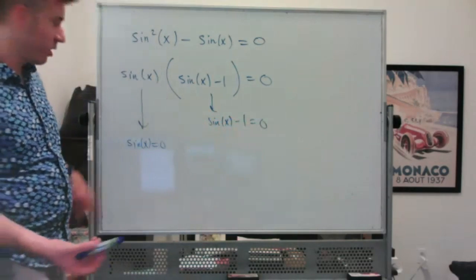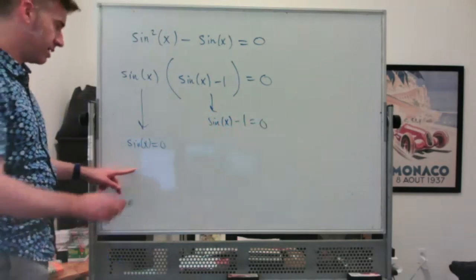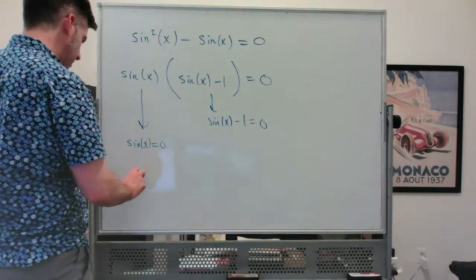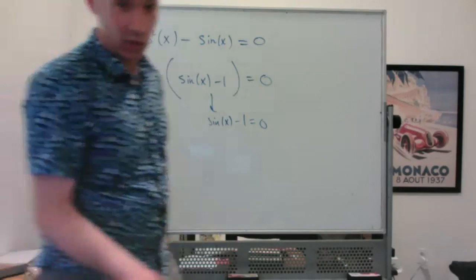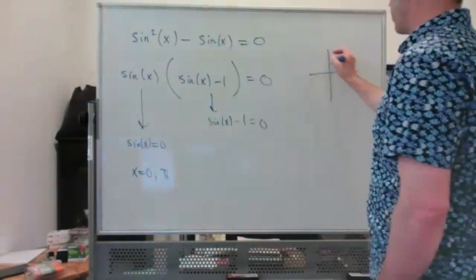Well, we know where sine is equal to 0. Sine is equal to 0 when x is equal to 0 or pi, right? Unit circle, quadrantal angles.